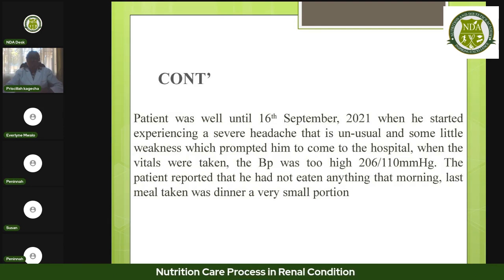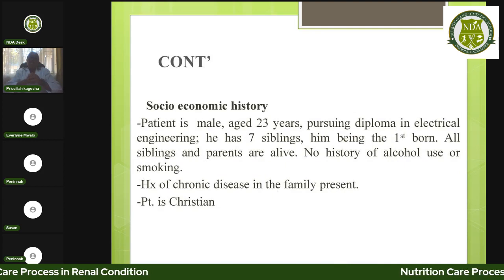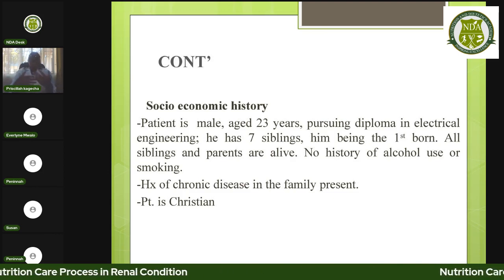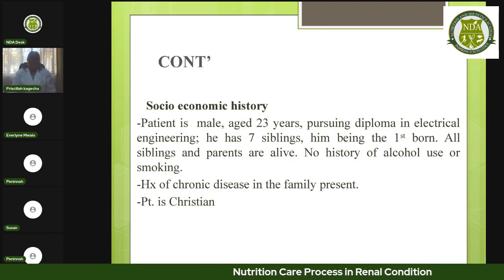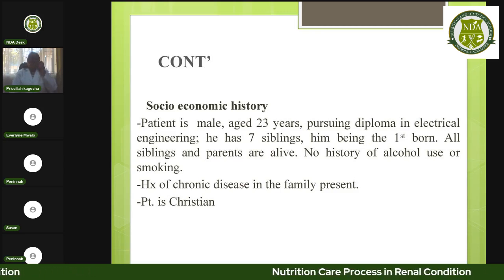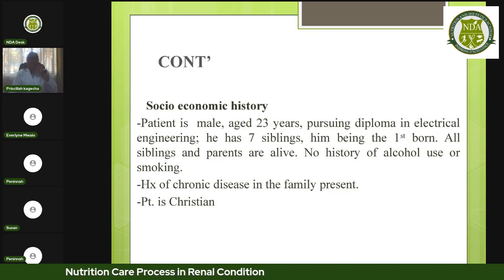When history was taken, the patient started falling ill sometime back in 2013, and the patient was diagnosed with hypertension, and they did not adhere to the medications that they were given. So the diet history is that the patient took an orange and some little spinach over dinner.